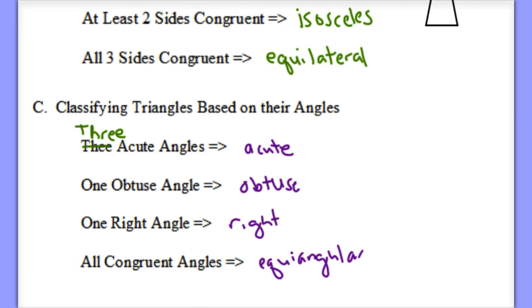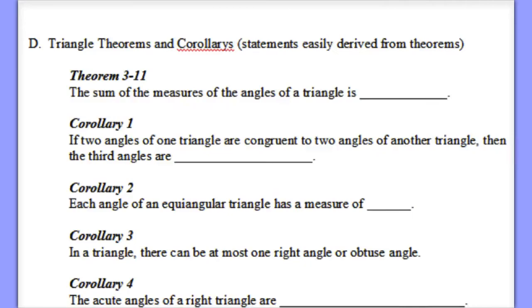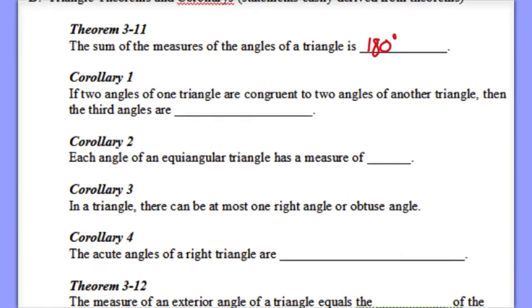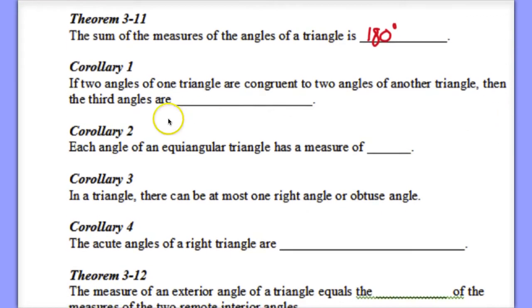Now let's take a look at some theorems and corollaries related to triangles. First of all, the sum of the measures of the angles of a triangle is 180 degrees. You probably knew that fact already, and we'll be formally proving this in class tomorrow. From this particular theorem, we can derive four additional ideas, or corollaries. The first one is, if two angles of one triangle are congruent to two angles of another triangle, then the third angles are, well, let's find out here.